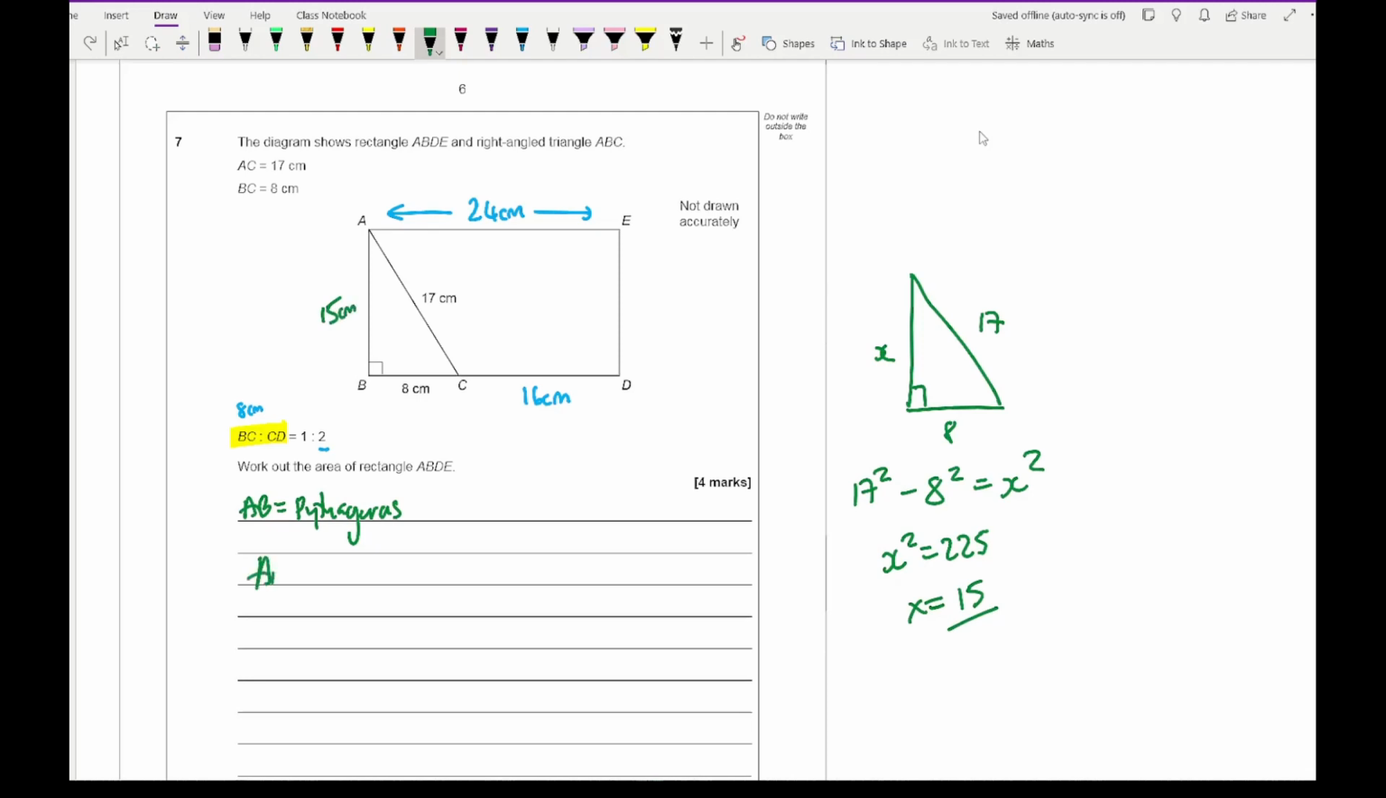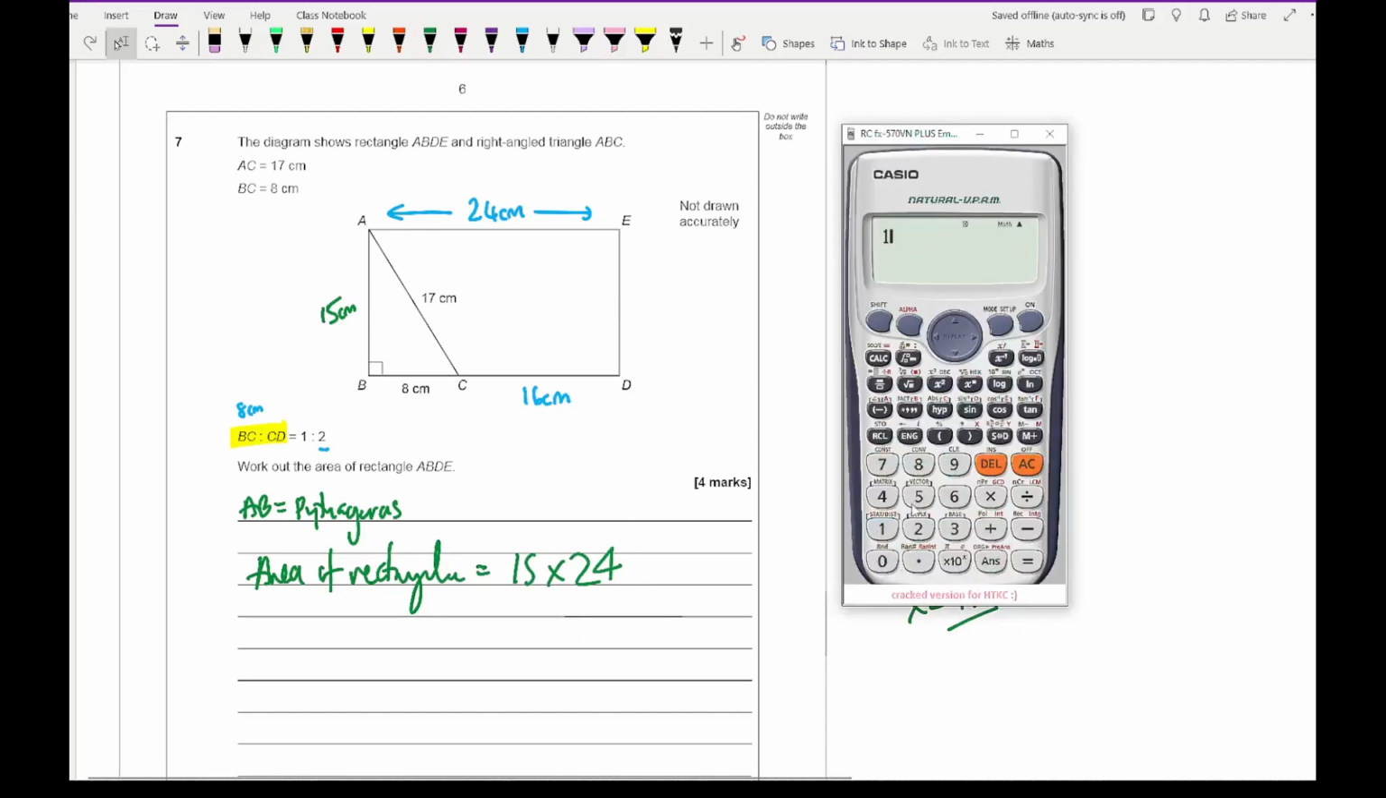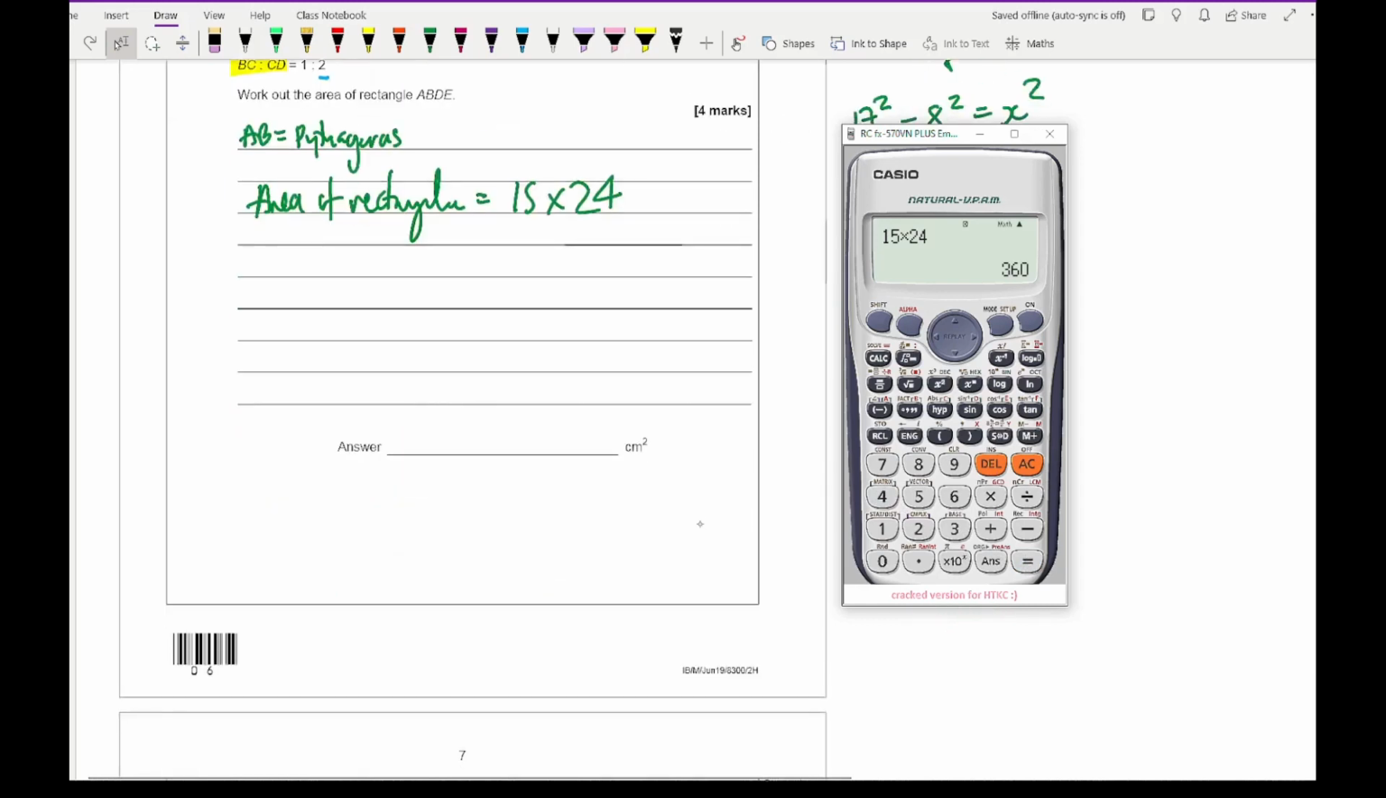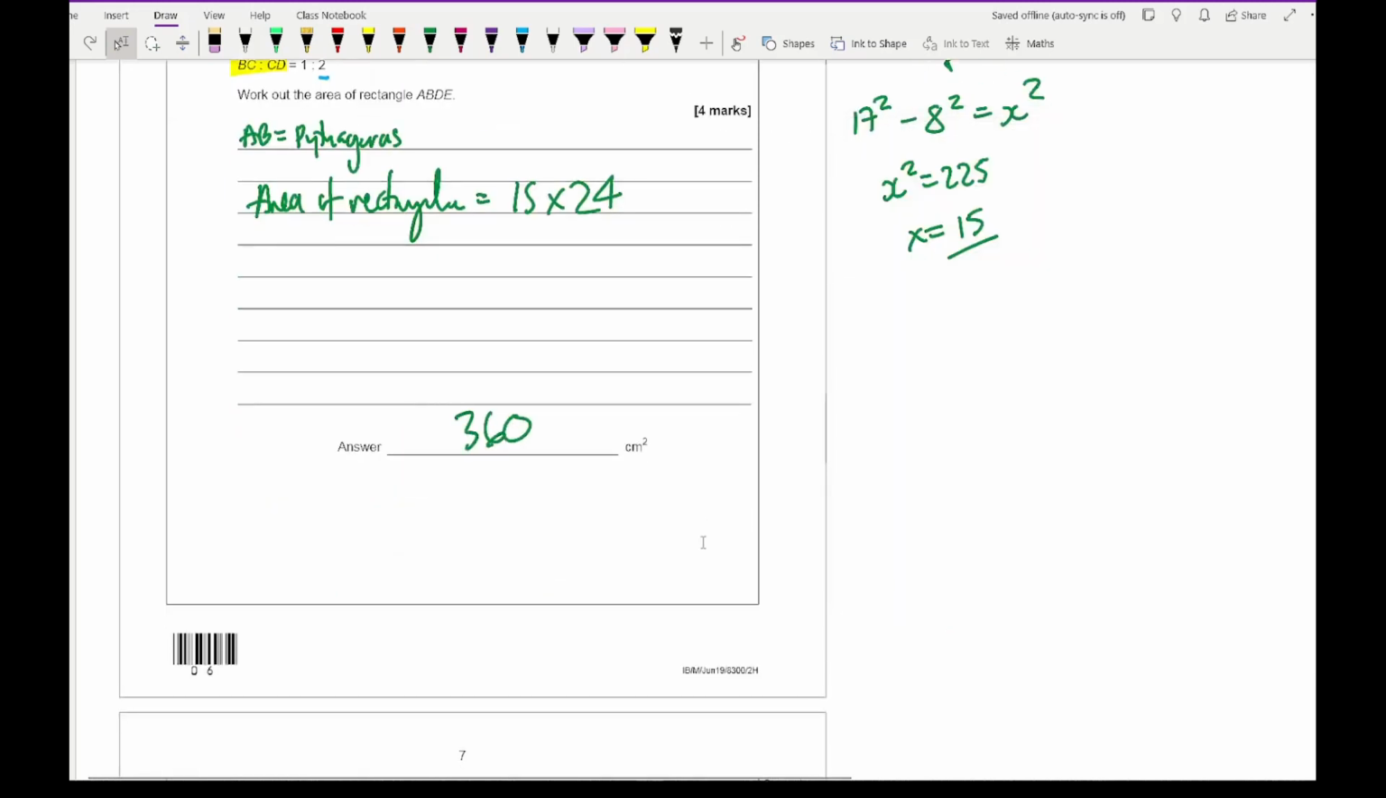So then to work out the area of the rectangle, all I then need to do is 15 times 24. And again, just go for the calculator on this. So 15 times 24 equals 360. And there is my final answer.